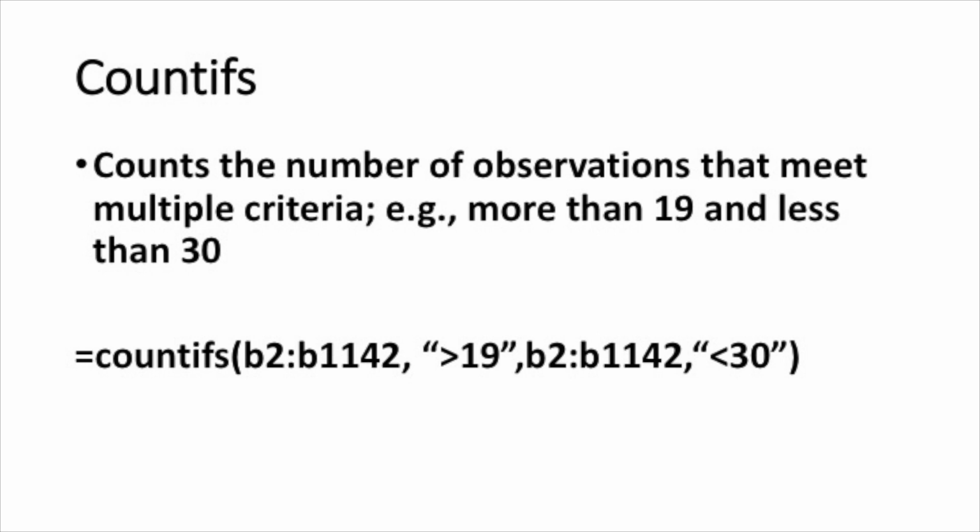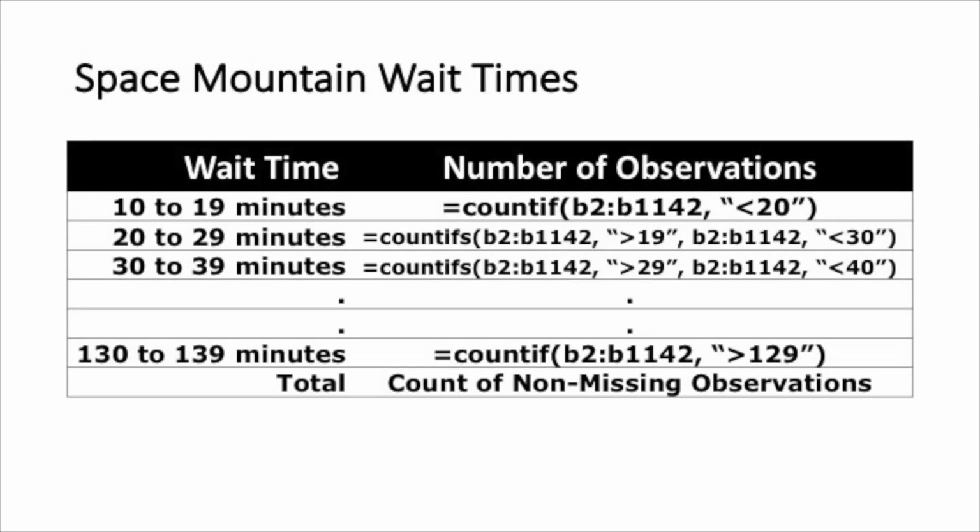So here we're telling Excel we want it to look in the cells B2 to B1142 and tell us the number of observations that are greater than 19 and less than 30. Now we can go back to our frequency distribution and actually put in the formulas that we're going to use.